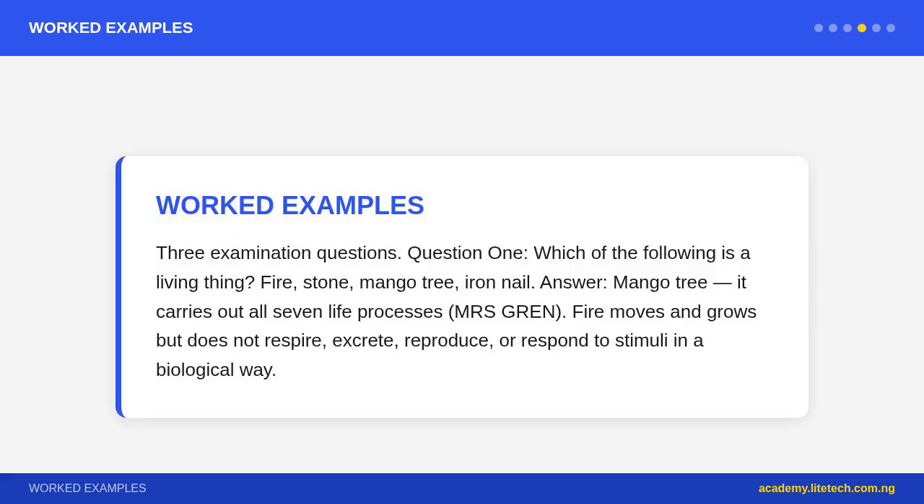3 examination questions. Question 1. Which of the following is a living thing? Fire, stone, mango tree, iron nail. Answer: mango tree. It carries out all 7 life processes. Fire moves and grows but does not respire, excrete, reproduce, or respond to stimuli in a biological way.